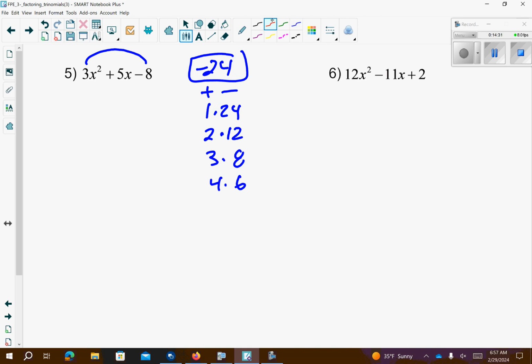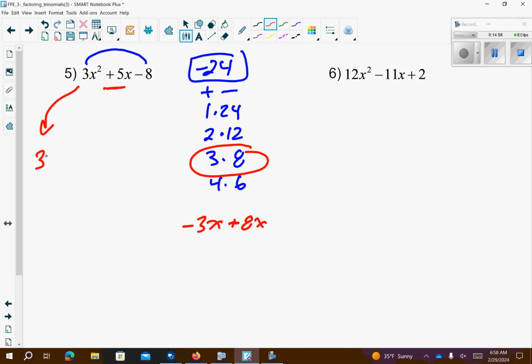So let's think about this. Which ones, one being positive, one being negative, are 5 apart? Well, these are 23 apart. These are 10 apart. These are 5 apart. These are 2 apart. This has to be the answer. So I'm going to have a 3x and an 8x. Okay, which one has to be positive to give me a positive 5? Which one has to be negative? Yeah, negative 3x, positive 8x. If I did it the wrong way, that would give me a negative 5x. So watch your signs on that.